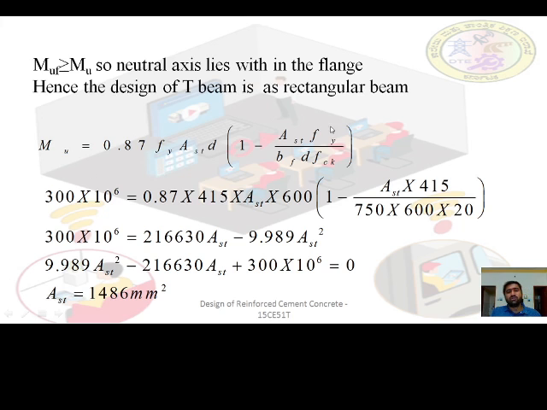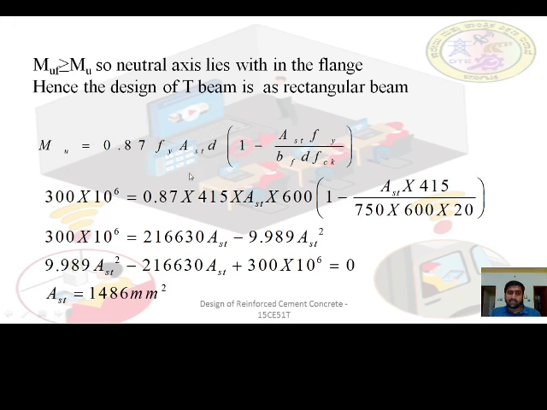So use the same formula to calculate the AST, which you have done for the beams. 0.87 fy AST into d into 1 minus AST fy divided by bf into d into fck. This equation is also there on page number 96. We just have to replace the terms. The factored moment is 300, no need to calculate the ultimate moment. For the working moment we are calculating the required steel. So moment is 300 into 10 power 6.